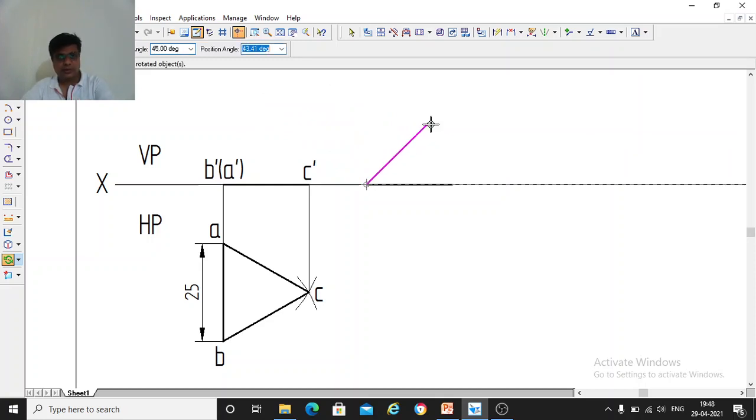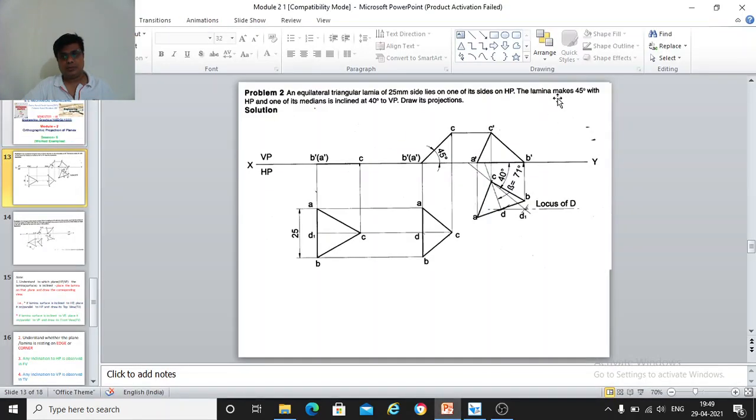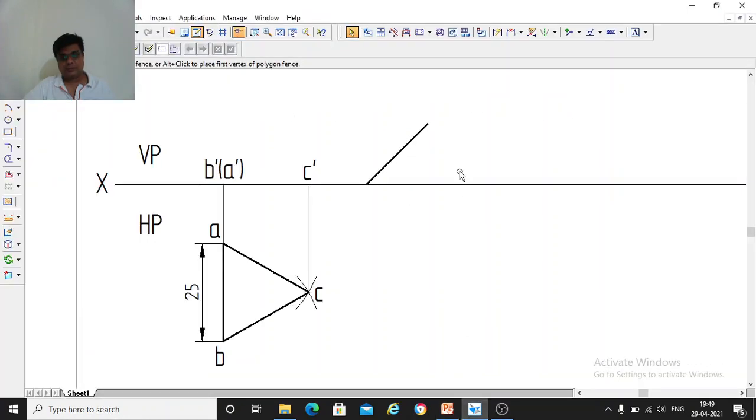It is given as 45 degrees to HP, so you can draw it at 45 degrees to HP. Draw that front view at 45 degrees to HP, so the lamina is making 45 degrees with HP. Whatever angle is given, you have to draw this front view to that angle.